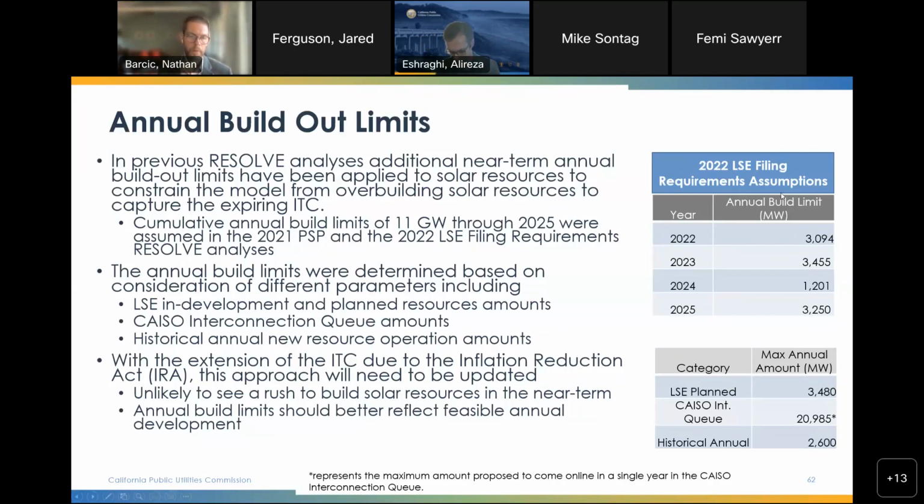With the extension of the ITC due to the IRA, which Meng Yao and John Stevens covered earlier, we will likely need to update this approach because there's a longer runway for the expiration of the IRA. It is unlikely that you will see a rush to overbuild resources in the near term. And so we will likely update these annual build limits to now more reflect the feasible annual resource development rather than just primarily limiting the model from overbuilding due to the IRA. Next slide.